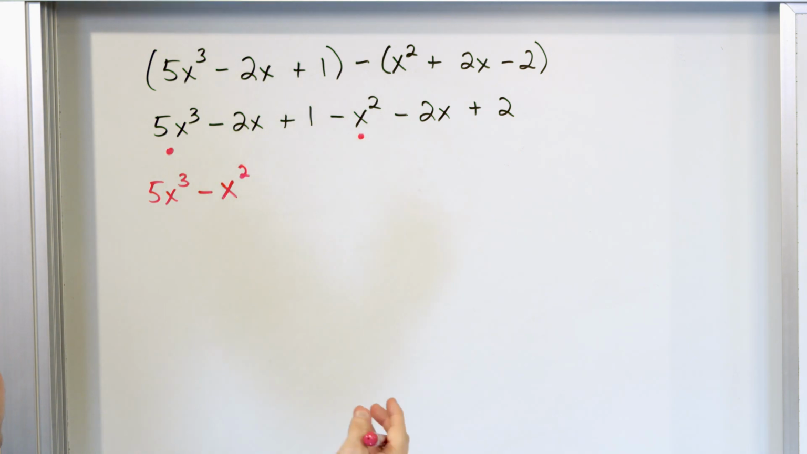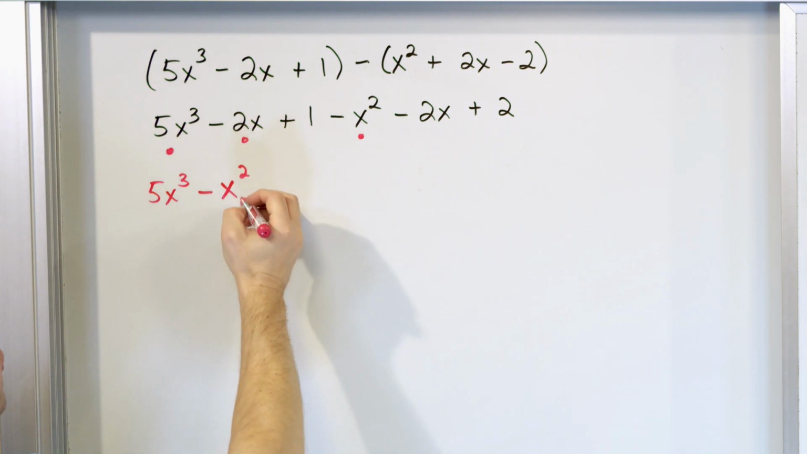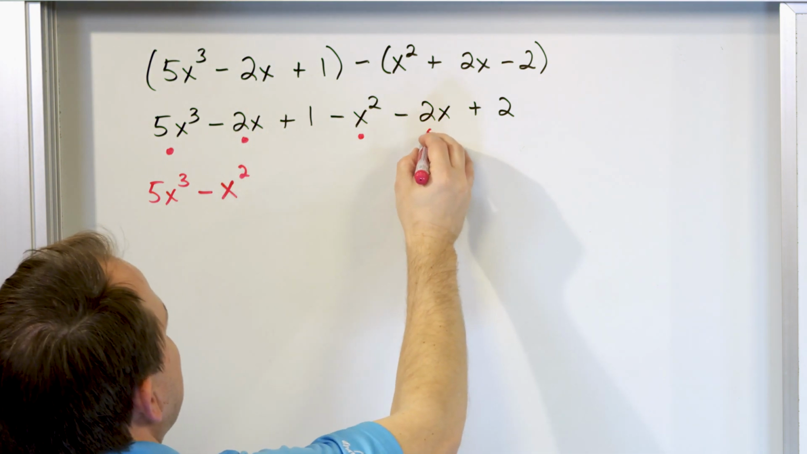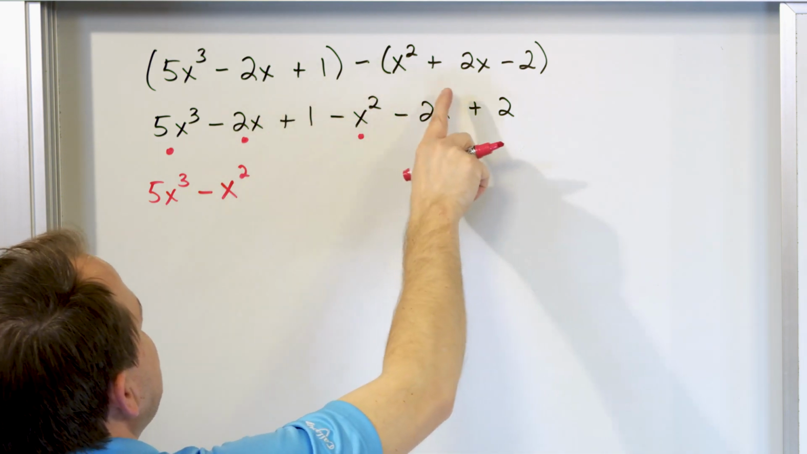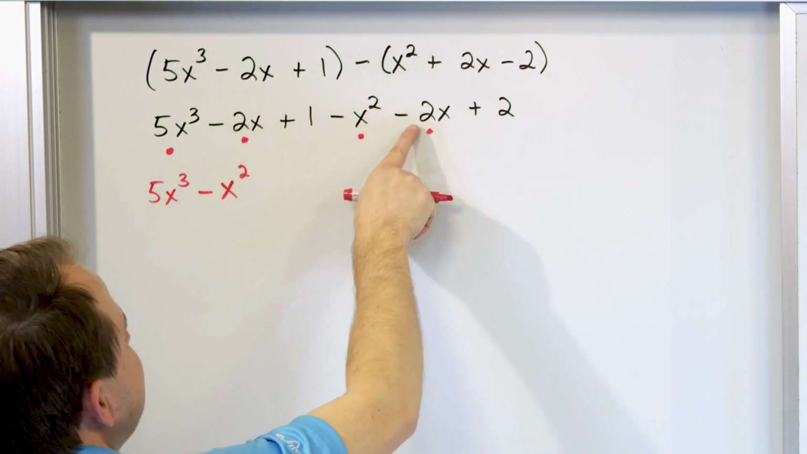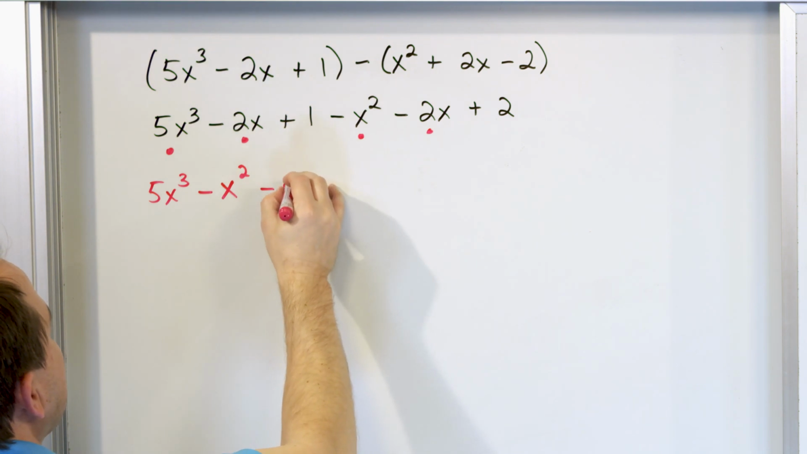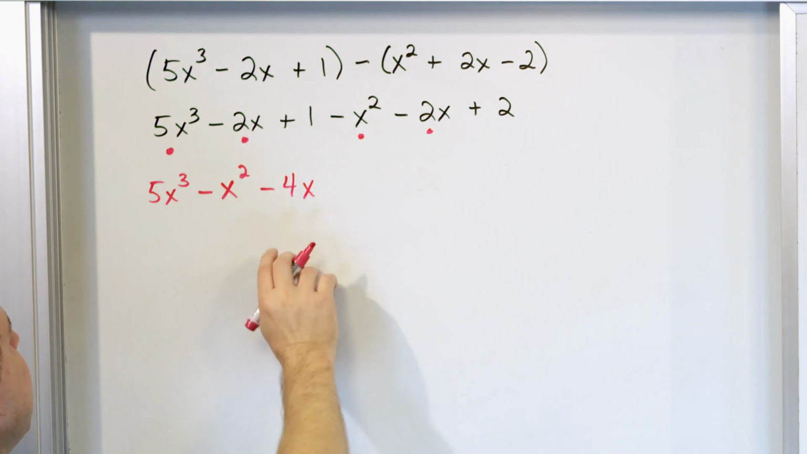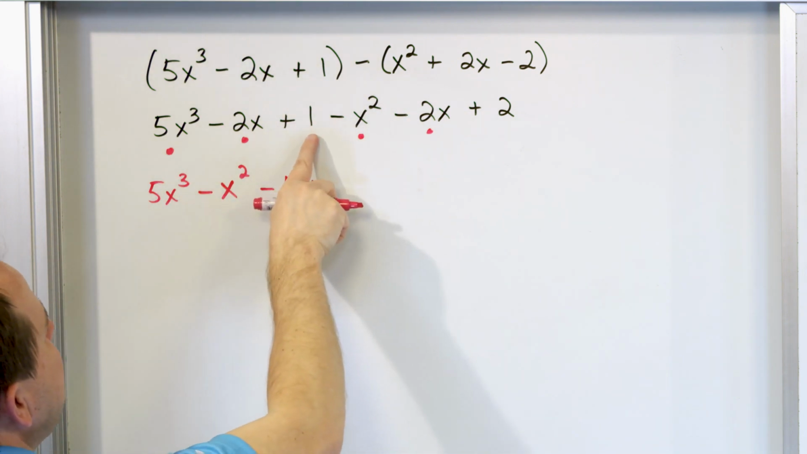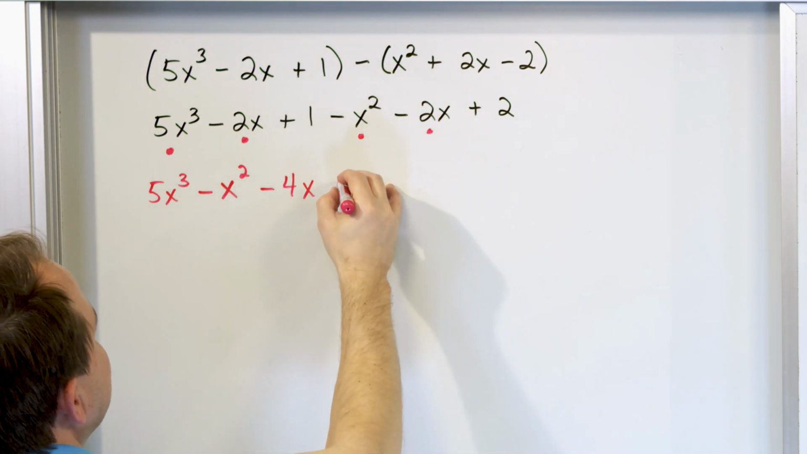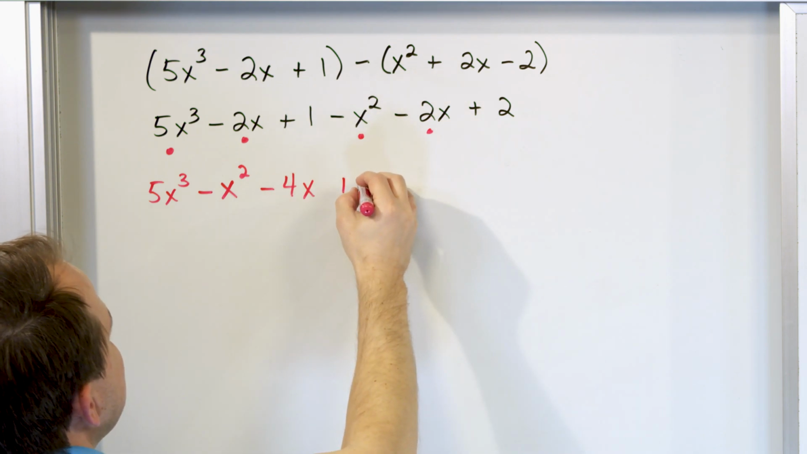And then I start looking for terms of x. So here I have a negative 2x, and here I have also a negative 2x. So I can add those together because the variable is the same and the exponent is also the same. So negative 2 plus a negative 2 gives you negative 4x. And then after that, you have the 1 plus the 2. That's the only thing left. See, my dots help me figure out what I've already looked at. So 1 plus 2 is 3.